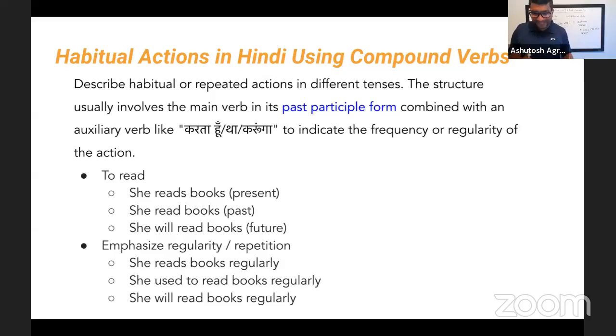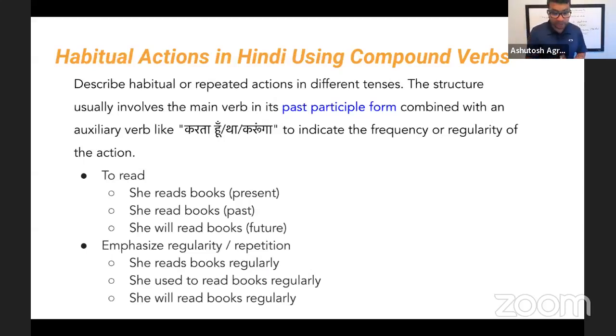Okay, now Hindi, how do you express that? That is the question, because one is you have a habit, a habitual action, and you want to emphasize the repetition of that. Okay, so I give you some examples here. Just what I just mentioned, one is she reads a book, she read a book, or she will read a book. But if you want to express or emphasize regularity, you will say she reads books regularly, or she used to read books regularly, or she will read books regularly.